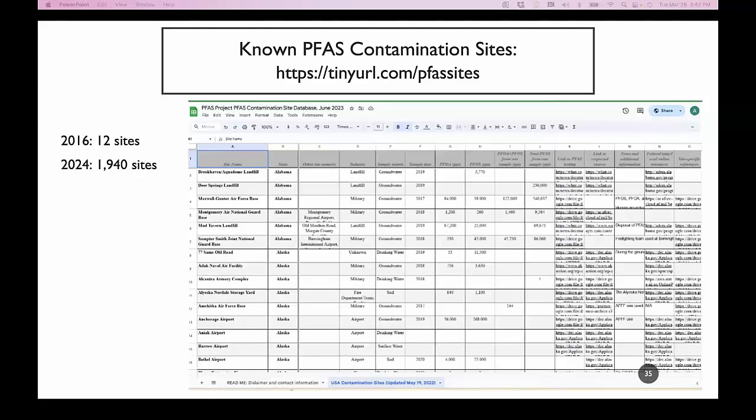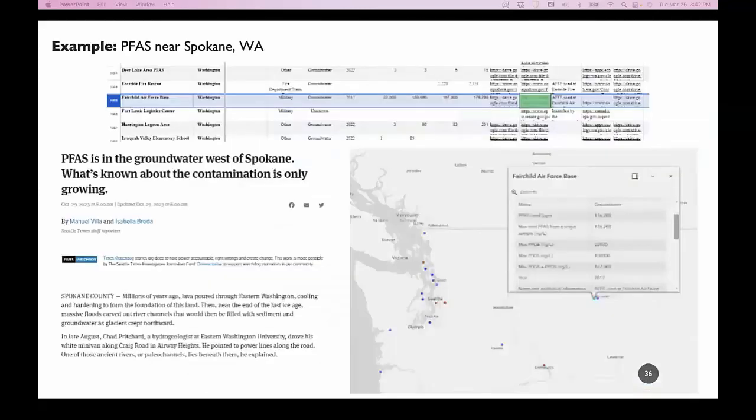If you want to go to the next slide, Julia, this shows an example of what happens when you zoom into a particular location. So I am in Walla Walla, Washington, on the eastern side of the state, and there is a known contamination site at the Fairchild Air Force Base up near Spokane. Maybe you might have seen a news story like I have here in the bottom left, and you thought, I wonder what's going on at this contamination site.